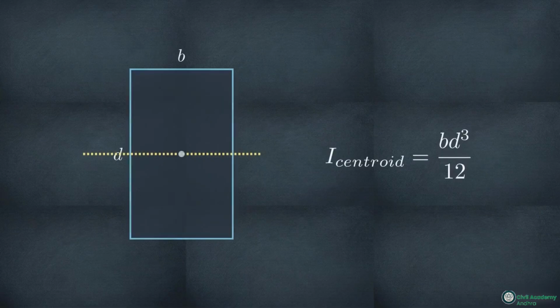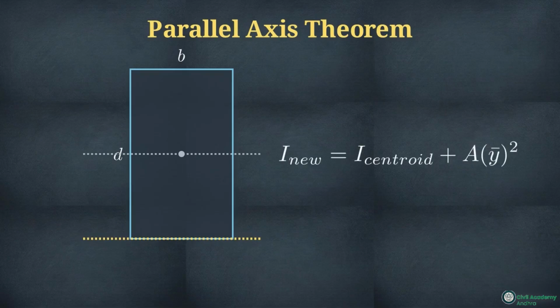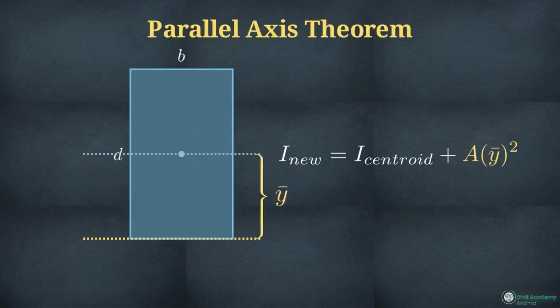But we often need to calculate this value when our axis of rotation isn't perfectly in the center. Look at this animation as the axis detaches from the centroid and slides down to sit exactly at the base of the shape. Our baseline formula no longer works here. We need a new tool. We solve this using the parallel axis theorem. This states that the new moment of inertia equals the original centroidal moment plus the total area of the shape multiplied by the shift distance squared.